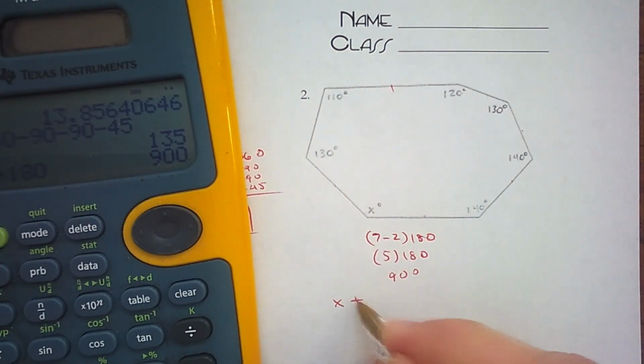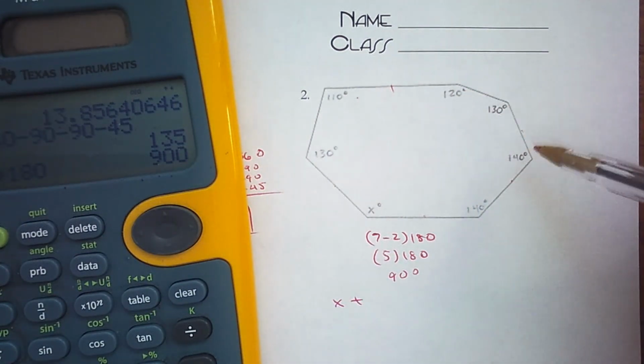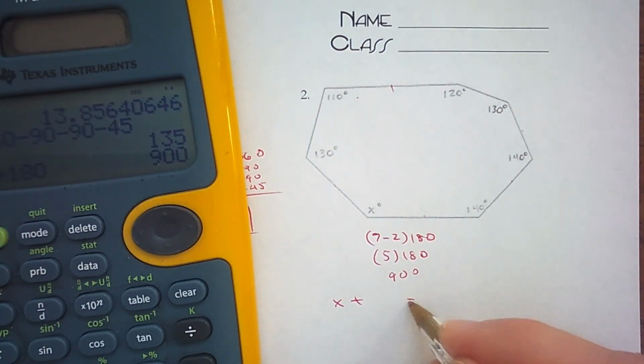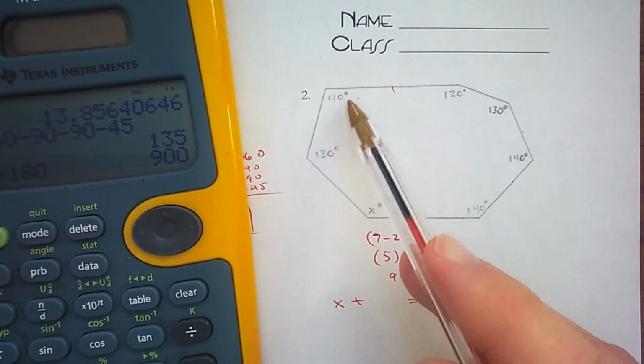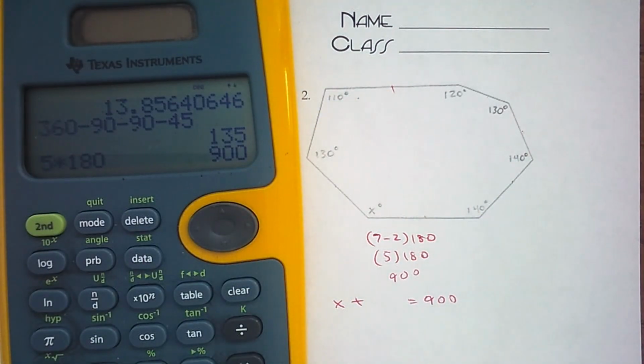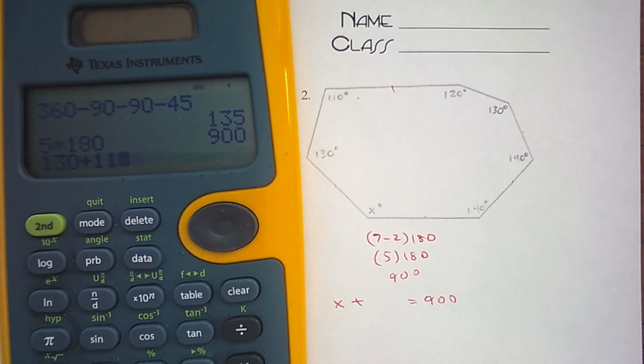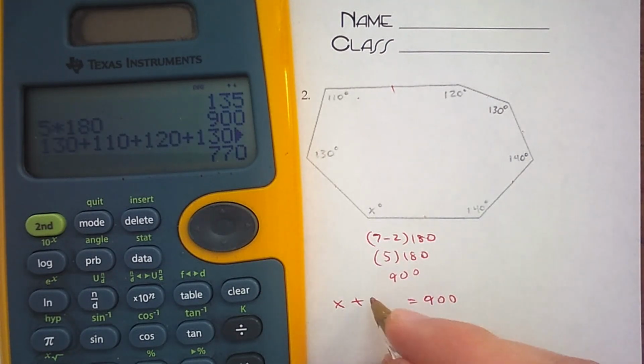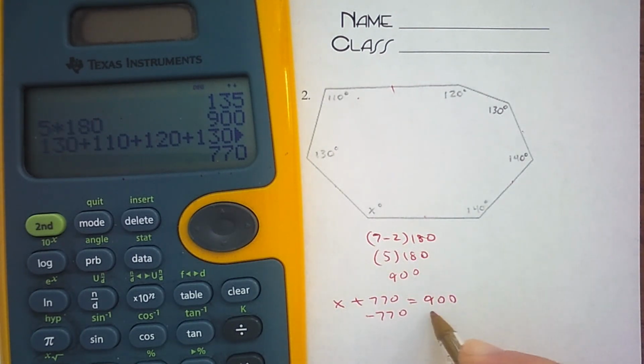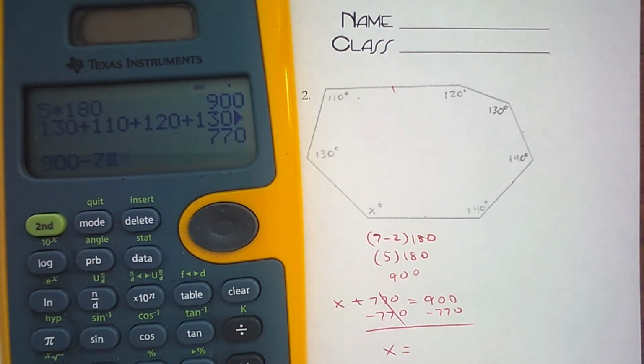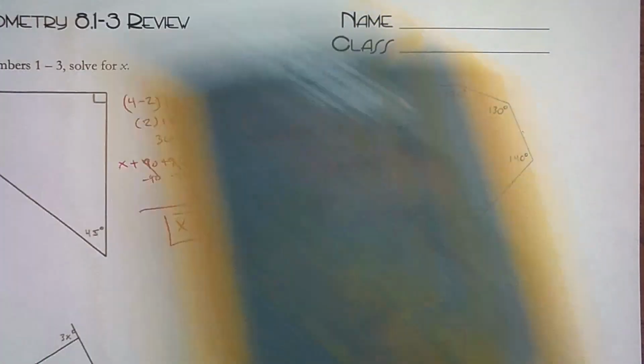So that's x plus 130, 110, 120, 130, 140, 140 equals 900. And instead of writing out each individual one, I'm just going to add them up on the calculator. 130 plus 110 plus 120 plus 130 plus 140 plus 140 is 770. Okay, so I can subtract 770 from both sides. So 900 minus 770 is 130. So x is 130.